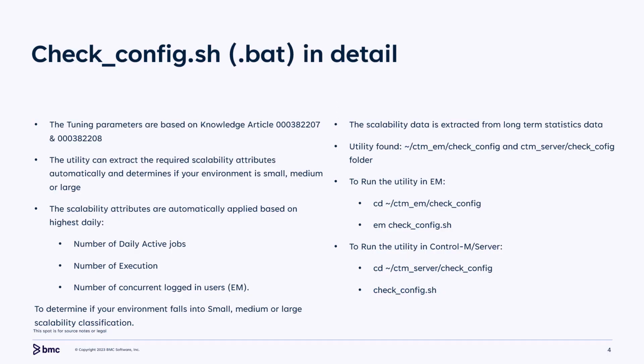The Check Config utility uses best practices KAs 382207 and 2208 to verify the best practices recommended tuning parameters against your environment's configured system parameters. The utility will go over the entire list of parameters documented in these KAs. If any of the parameter values are not within the recommended range, then one can use this utility to automatically update the configuration system parameters in your environment to the recommended values.